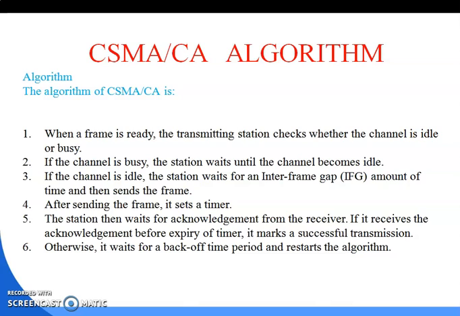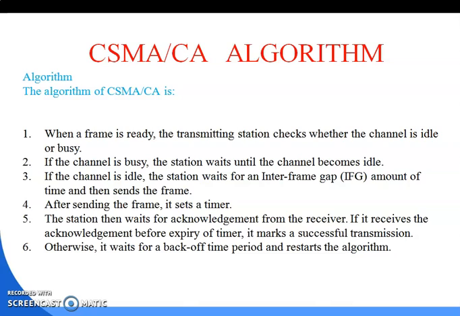Next, after sending the frame, it sets a timer. It maintains a clock and sets the timer within that clock. The station waits for acknowledgement from the receiver. If it receives the acknowledgement before expiry of the timer, it is a successful transmission. A timer is set for each frame.